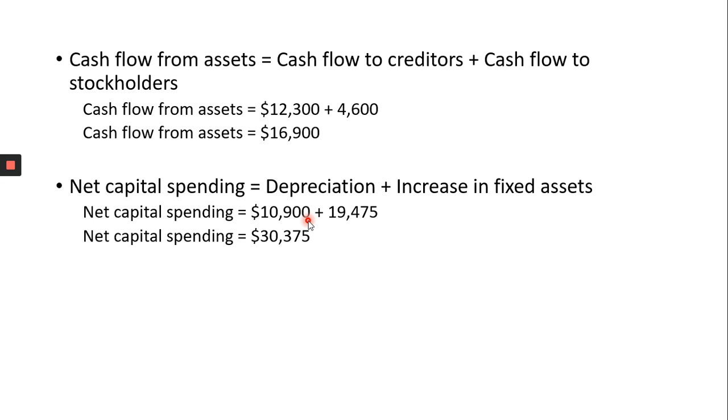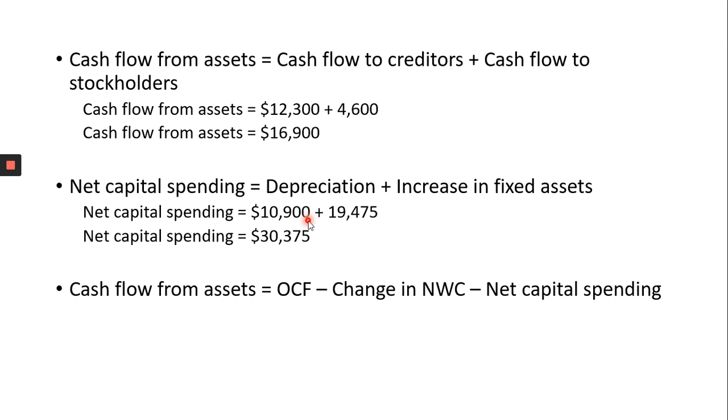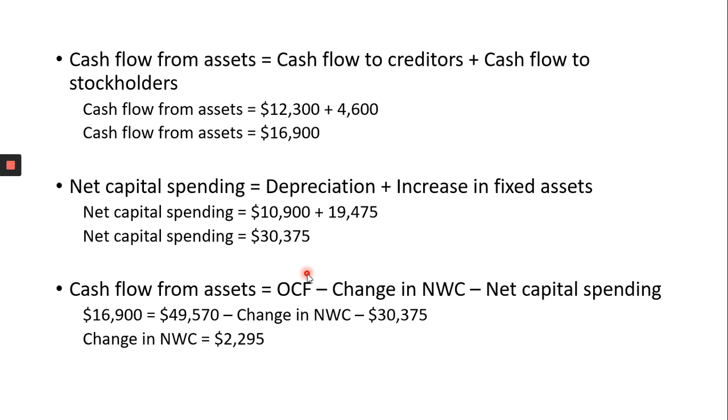Now, as we have the cash flows from asset and net capital spending, we can easily calculate the change in NWC. You just need to plug those numbers in here. If you plug those numbers in, this is the equation you get. If you solve this, you get change in net working capital, which is $2,295. Thank you.